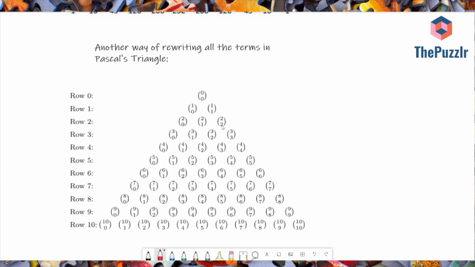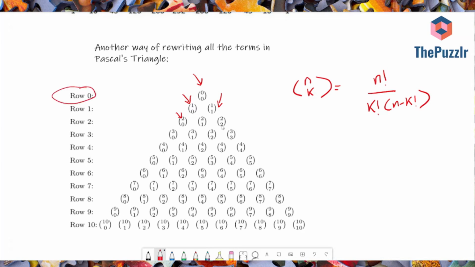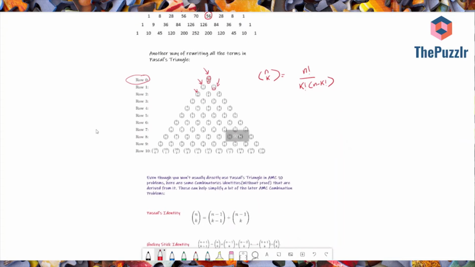So remember, this symbol right here, when you write something and choose k, this is combination. So this means n factorial over k factorial times n minus k factorial. And you can write each element like this of Pascal's triangle, where any element is equal to, for example, row 0, your top is going to be 0, the first element is 0, the second element is 1, and so on. So that makes it quite nice for us.